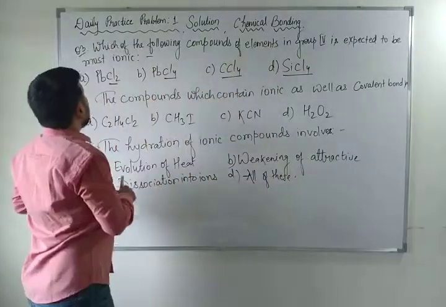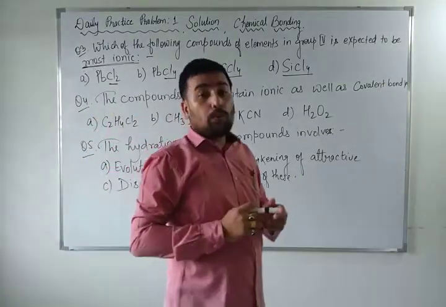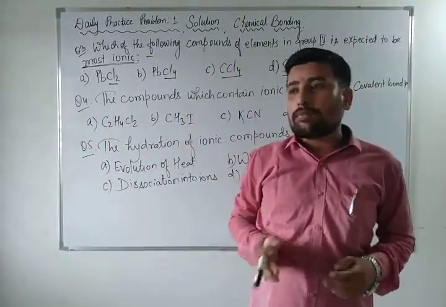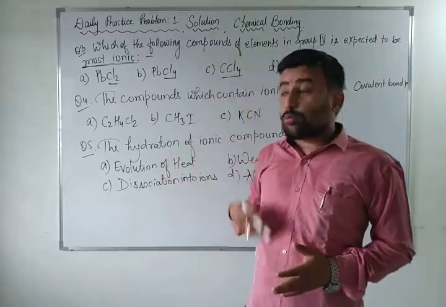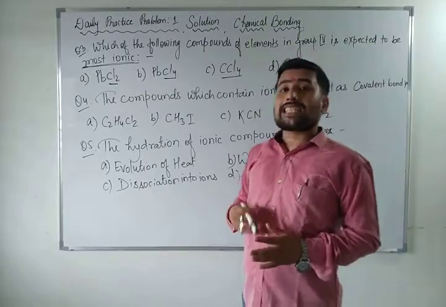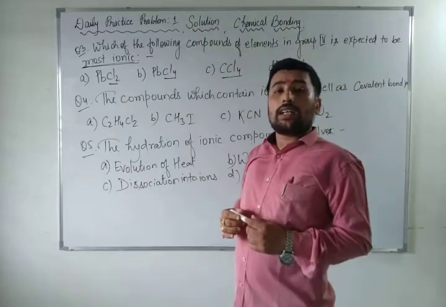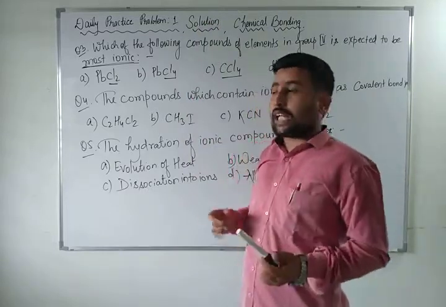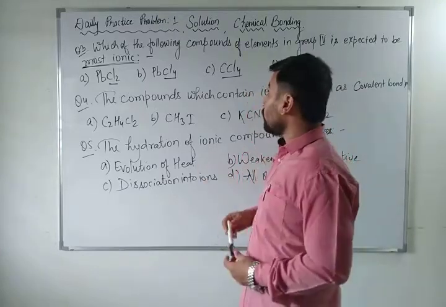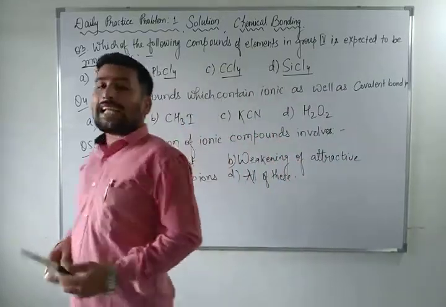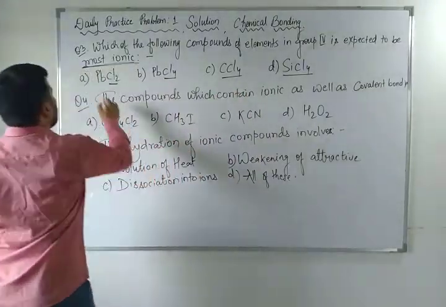The question is about most ionic. For most ionic, what do we require? We require a cation. Cation means metal; metal can give cation. So most ionic means maximum metallic character. As we have learned in the chapter on periodic classification of the periodic table, as we move from top to bottom, metallic character increases. So here carbon is a non-metal. So remember, these two are the most metallic.